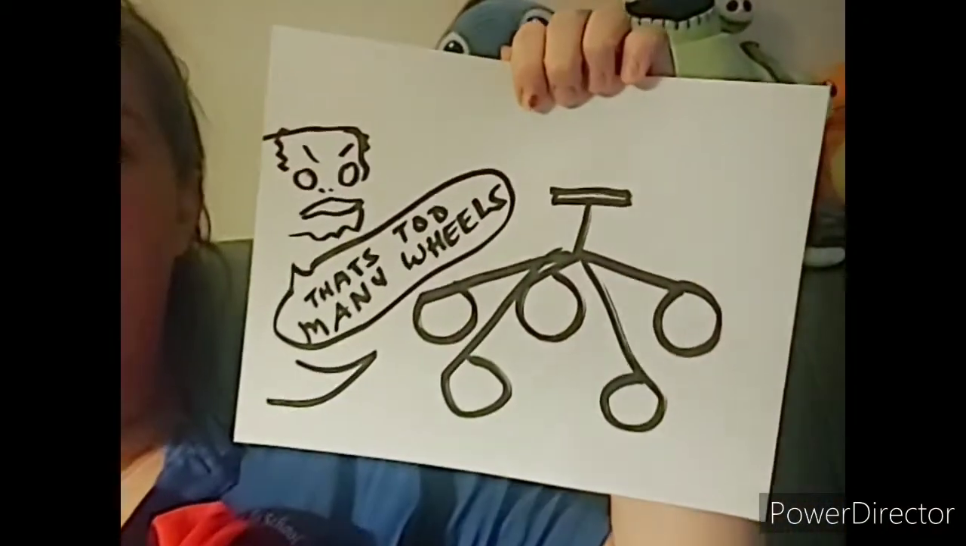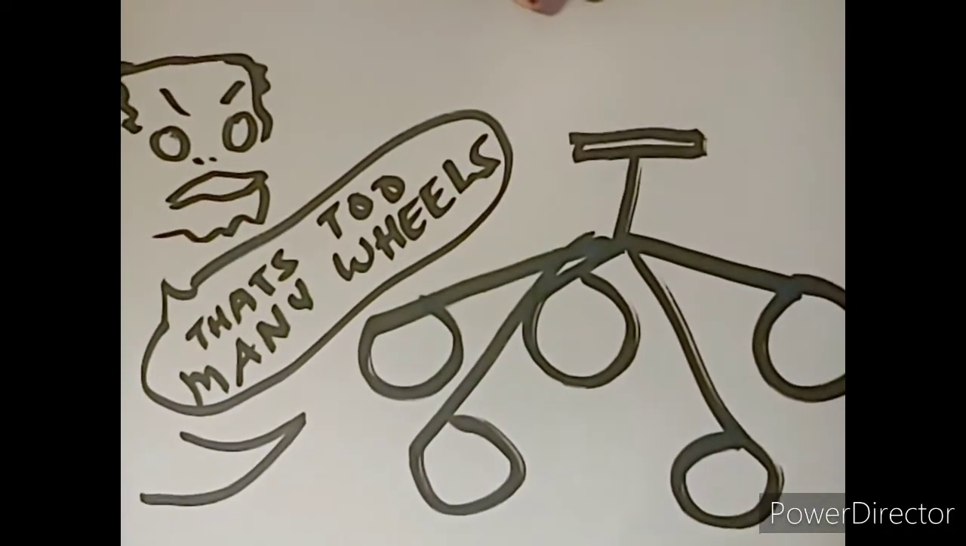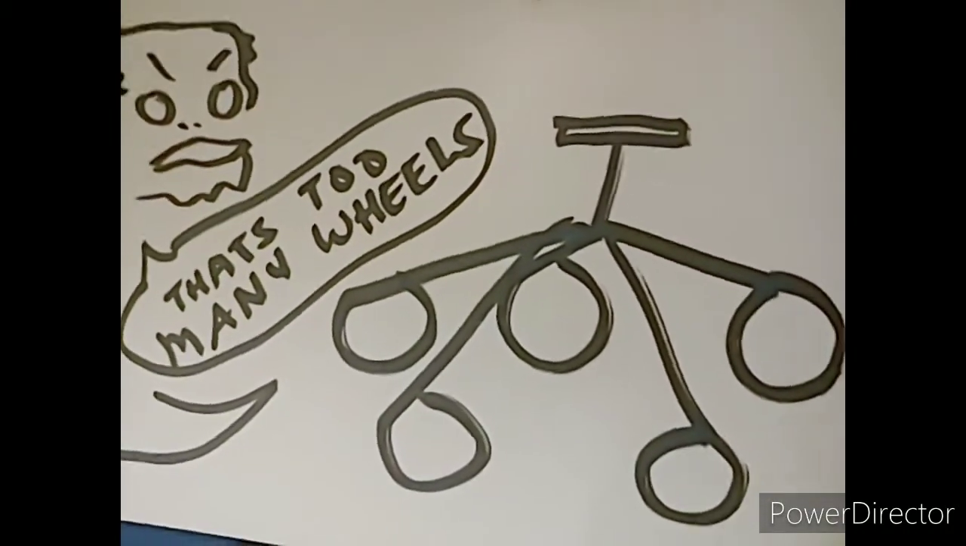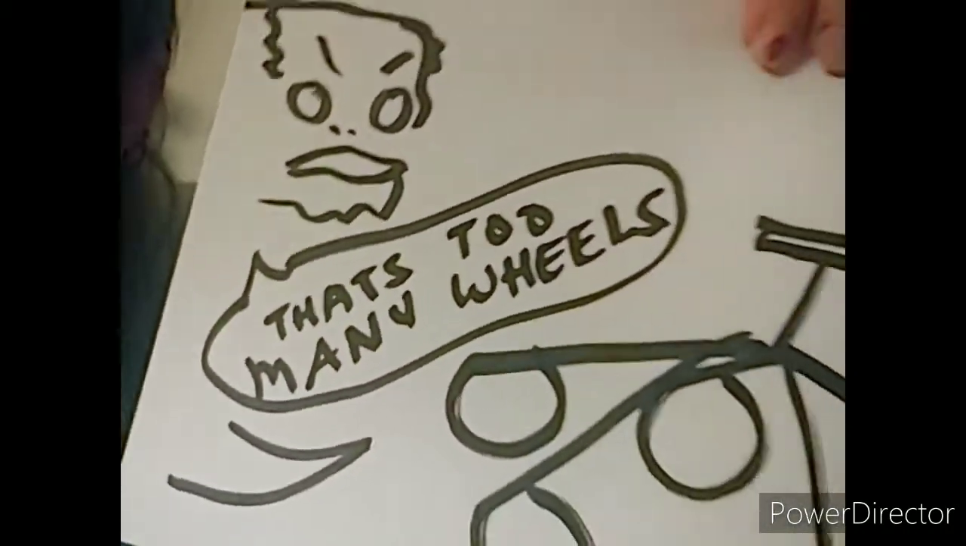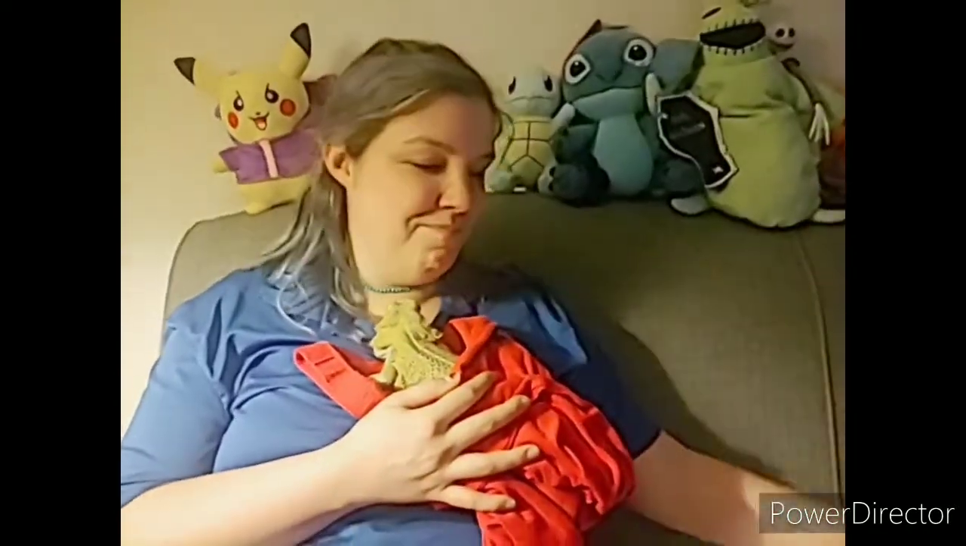Number 11 is multicellular. That means more than one cell. So I drew this picture of Eli refusing to ride a bike with many, many wheels. A multi-wheeled bike. It's good, right? That's too many wheels. Too many wheels.